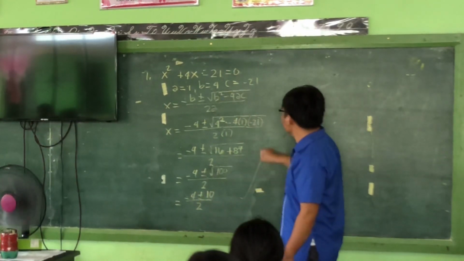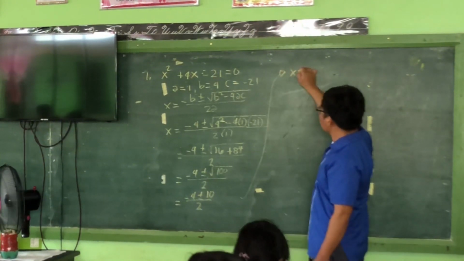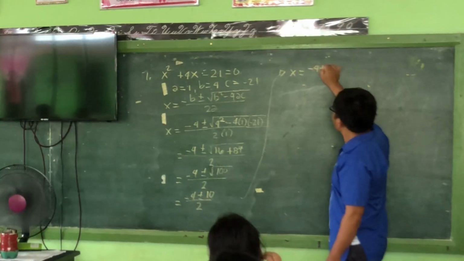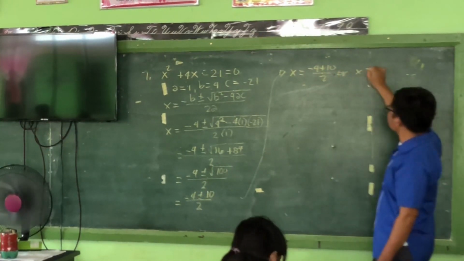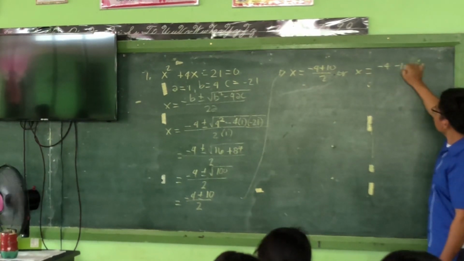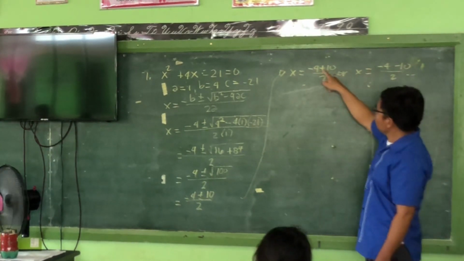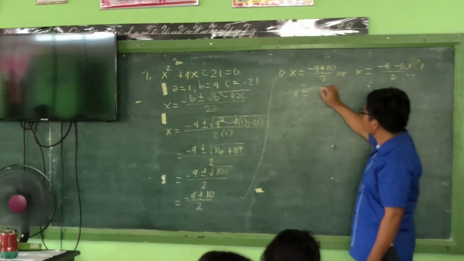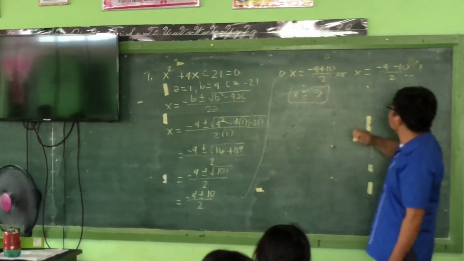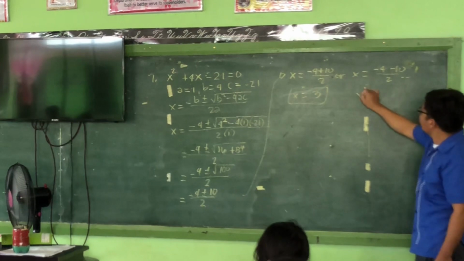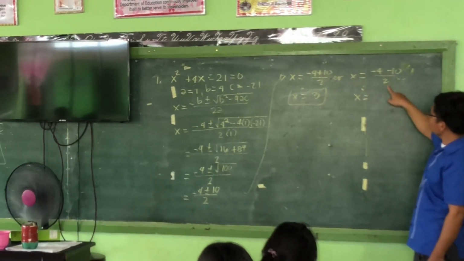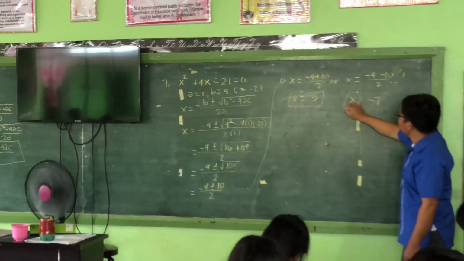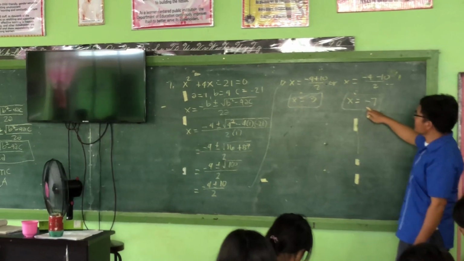So x here is equal to negative 4 plus 10 over 2, or x equals negative 4 minus 10 over 2. What is negative 4 plus 10? 6, divided by 2 equals 3. So this is the first value of x. Second one, negative 14 divided by 2 is negative 7. So x equals 3 or x equals negative 7.